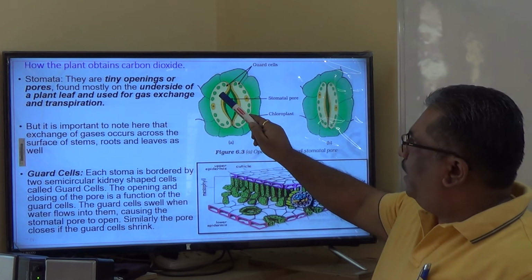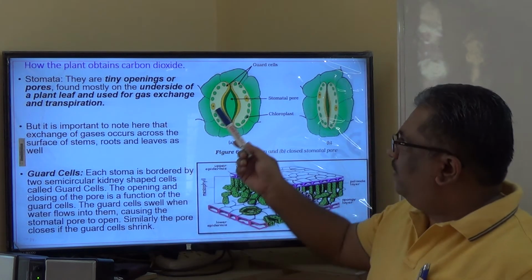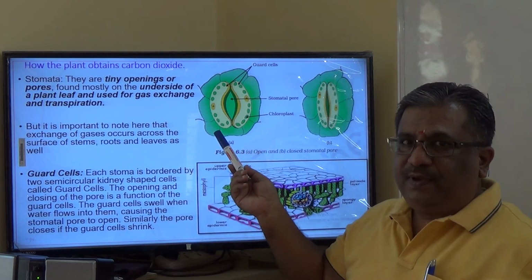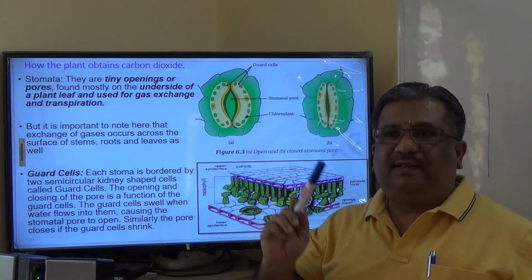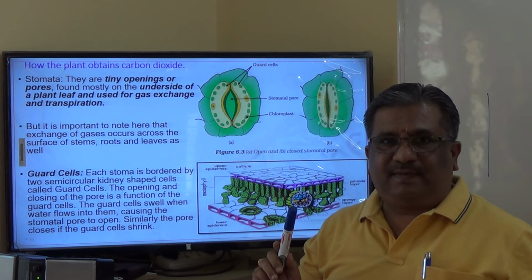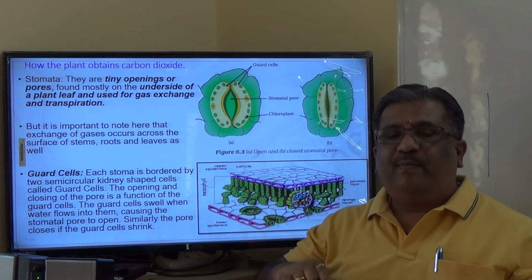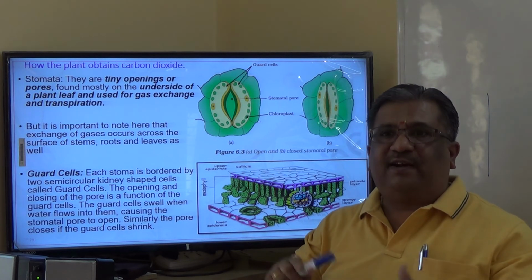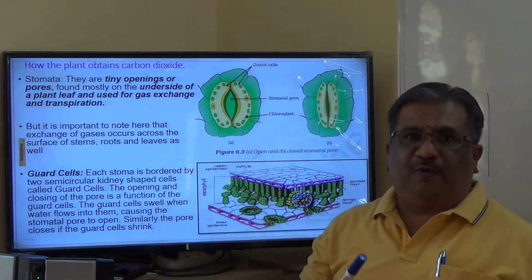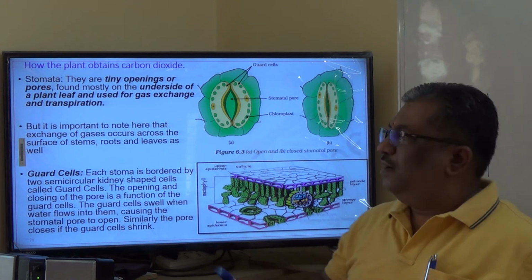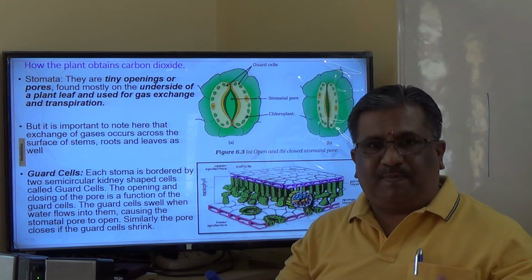Entry of water into the guard cells makes them swell up. The moment they swell up, an opening is formed at the center and gaseous exchange can take place. Exit of water from the guard cells makes them shrink, and shrinkage of the guard cells causes closing of the stomatal pores. So once again, entry of water into the guard cells makes them swell up.